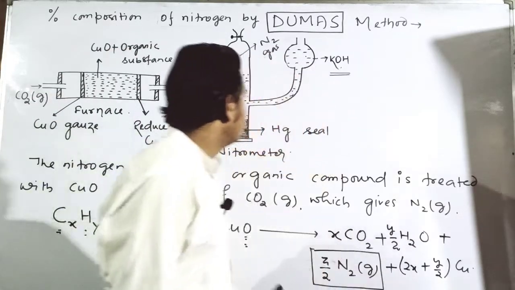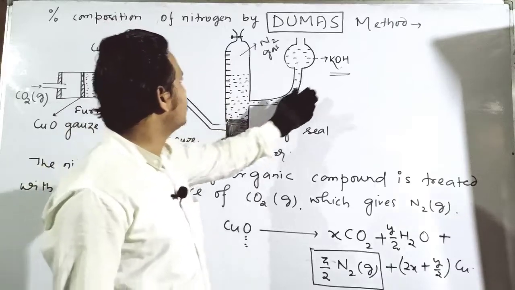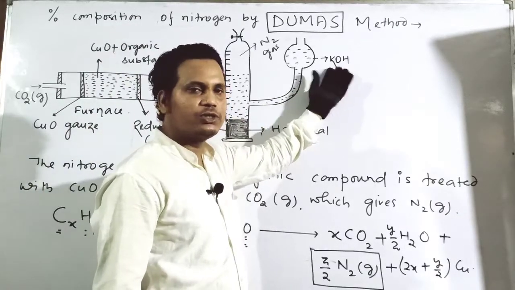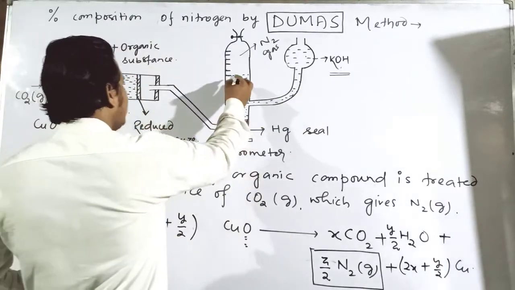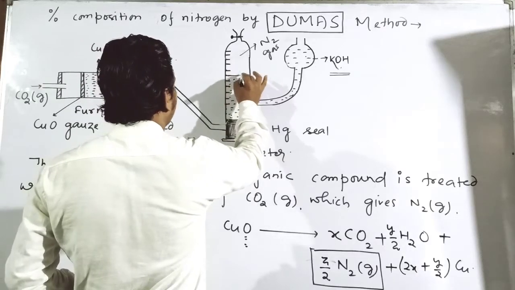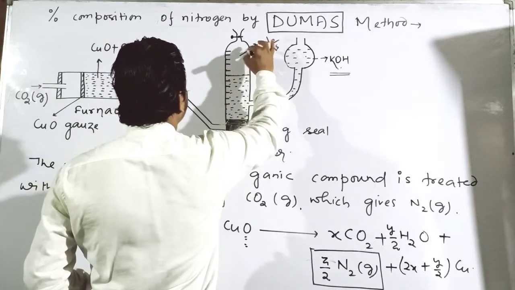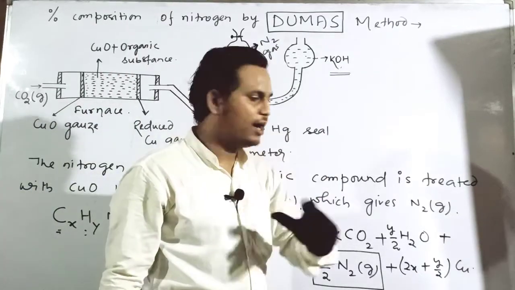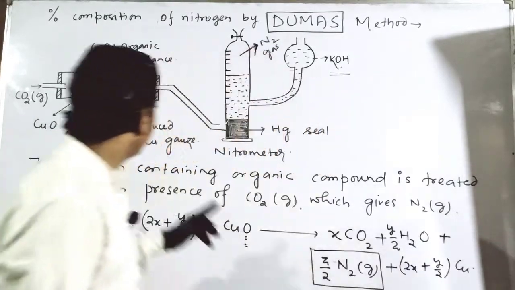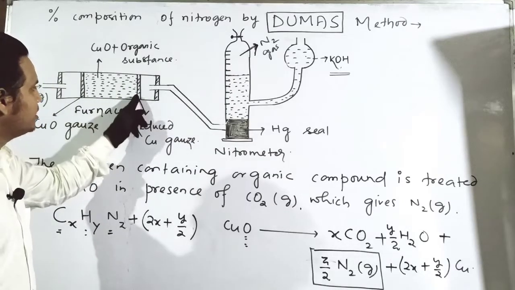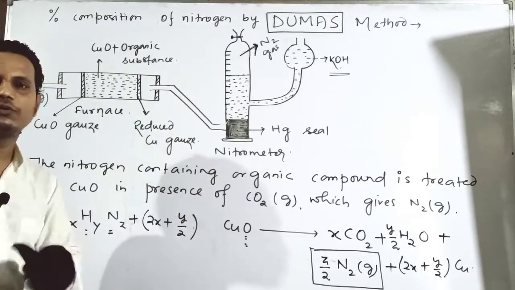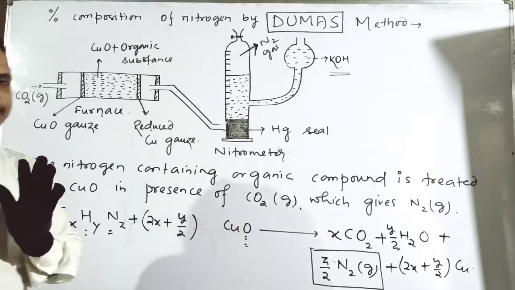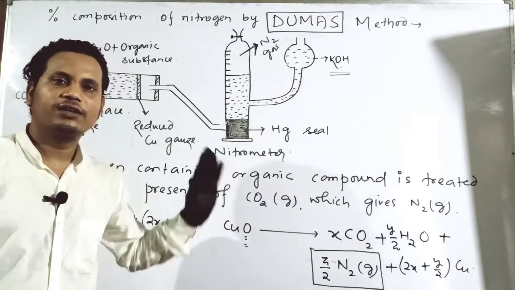Nitrogen gas does not react with potassium hydroxide, so it remains above the solution of potassium hydroxide. Copper, so reduced copper is present here. Reduced copper. So this is the reaction taking place in the device.